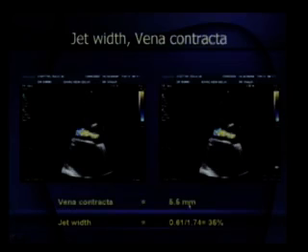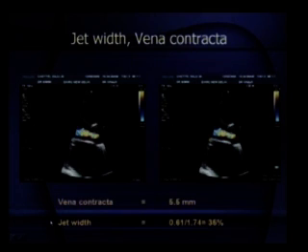5.5 millimeters. What is this jet width? This jet width is the width of the aortic regurgitation jet in the left ventricular outflow cavity, right? So this is measured at the LVOT, the jet at the LVOT divided by the LVOT, and you will get the jet width. These two simple measures will tell you about the severity of aortic regurgitation.